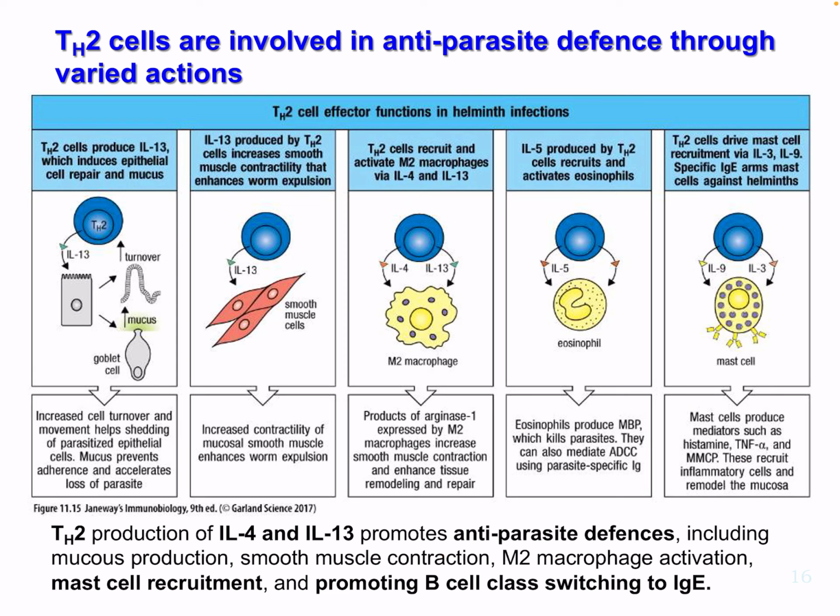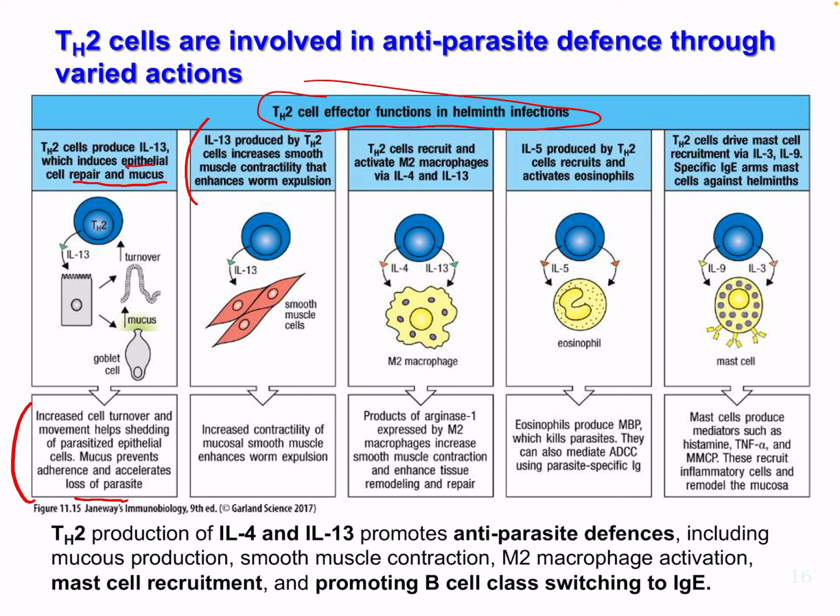So Th2 cells are involved in parasite defense through varied actions. So here's essentially all the processes our Th2 cells do in a helminth or a parasitic infection. They can produce IL-13, which induces epithelial repair and mucus. This causes increased cell turnover and movement and helps shedding of parasitized epithelial cells. Mucus prevents adherence and accelerates loss of parasite.